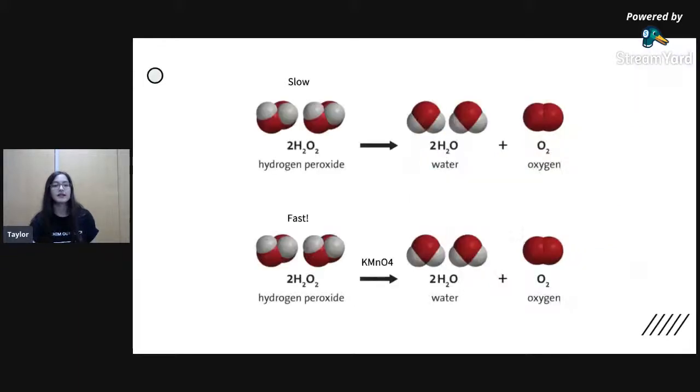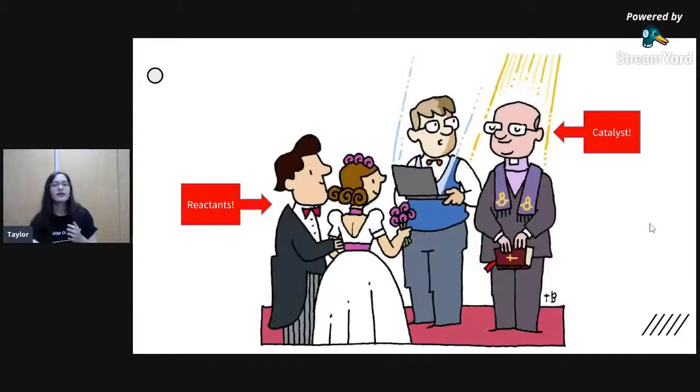Certain reactions need a catalyst, or else they won't happen on their own. For instance, hydrogen peroxide, or H2O2, gradually decomposes over time into oxygen and water. The reaction is so slow that we don't even notice it happening. However, if we use a potassium permanganate catalyst, the reaction occurs much faster, and we can see it happen before our eyes.